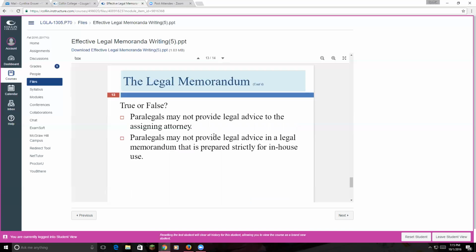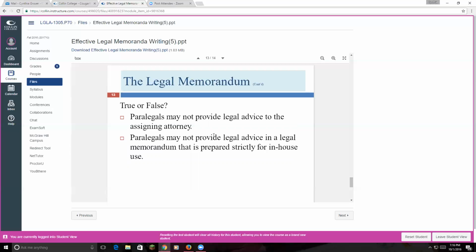Paralegals may not give legal advice to the assigning attorney. Well, hopefully you know the answer to this now. Of course she can or he can. In fact, that's one of the major rules that paralegals have. If you are in a practice and the attorney never asks you to develop legal advice, you are not really functioning as a paralegal. That is an essential part of being a paralegal. Substantive legal work inherently involves developing legal advice. That is appropriate for you to do. It's almost essential that you do.